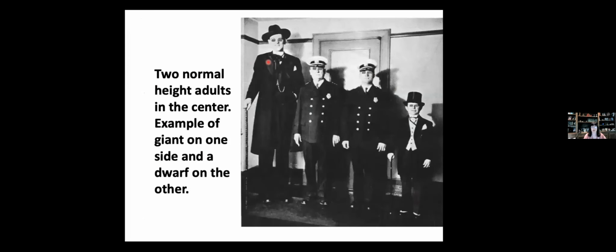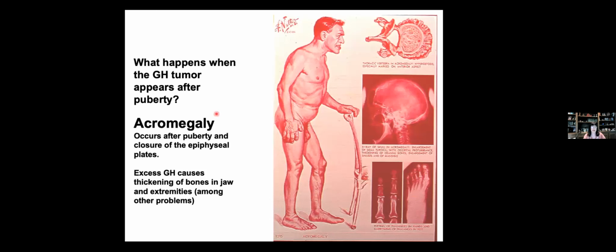And this just shows you the variety of growth hormone deficiency. Here, this is a giant, and this is a dwarf. So you can have a deficiency in growth hormone or growth hormone receptor and have a condition known as dwarfism. Now, if you get a growth hormone tumor after puberty, you have a condition called acromegaly. And what happens there is growth hormone will cause the thickening of bones in your jaw and extremities. And here you can see it can be quite deforming and painful.